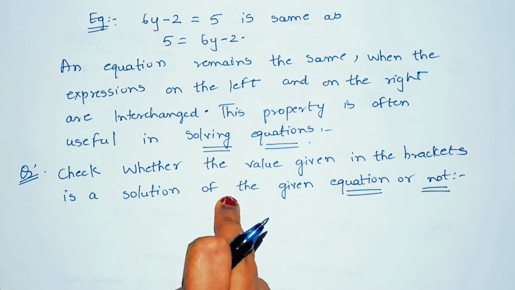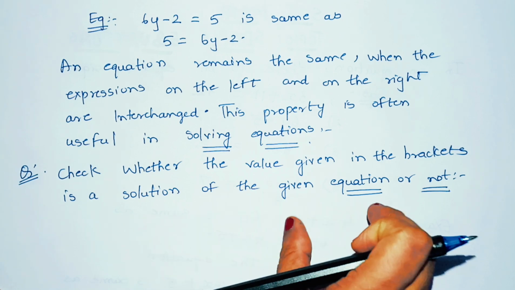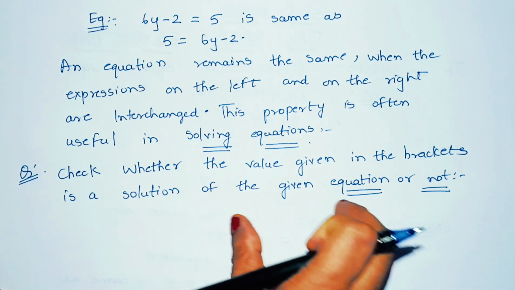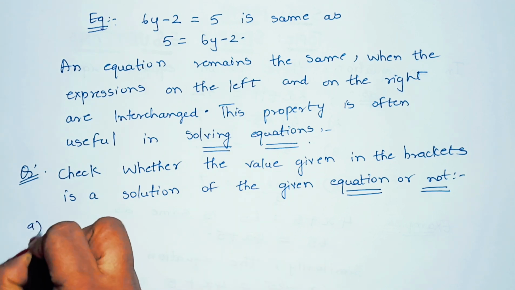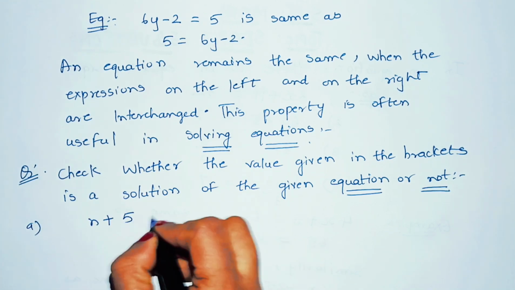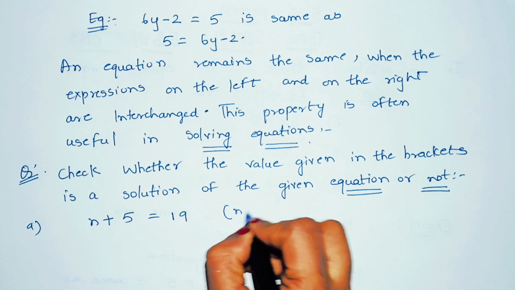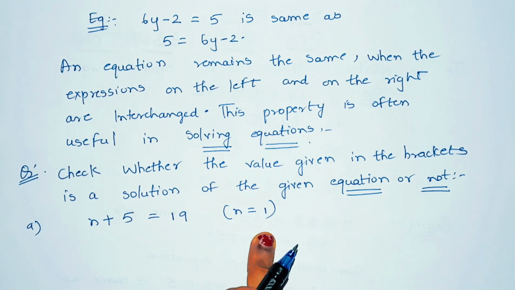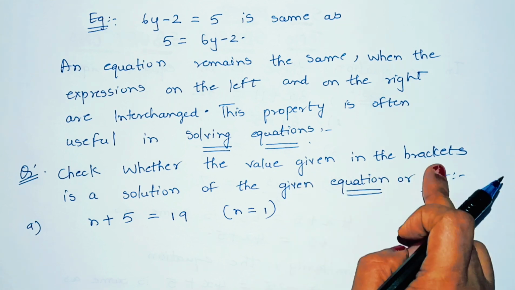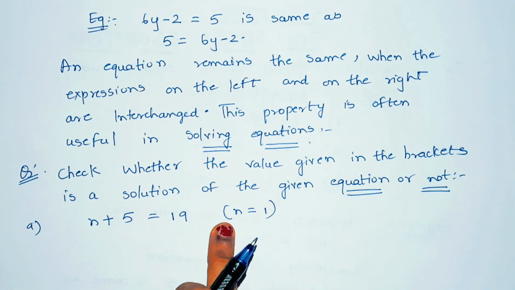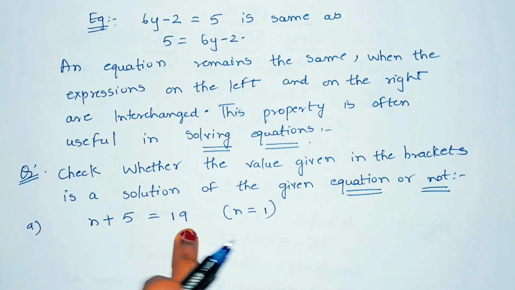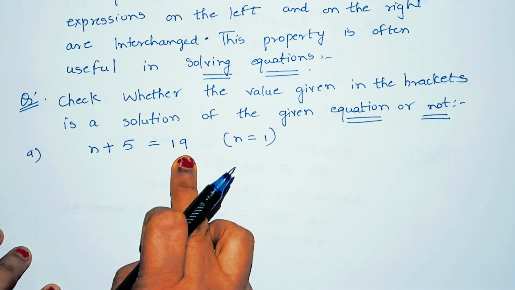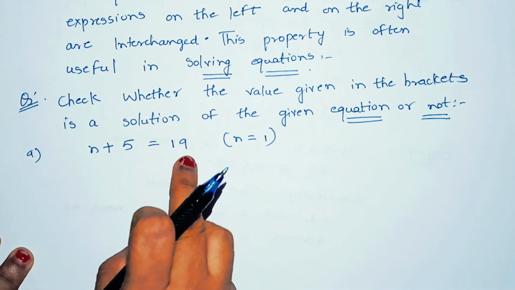In the previous class we have already learned what is LHS and what is RHS. Okay, so let's proceed with that particular procedure. First question, n plus 5 equals 19, and they have already given you the value of the variable, that is n is equal to 1. Check whether the value given in the brackets, so here n is equal to 1, is a solution of the given equation, and the given equation is n plus 5 equals 19.